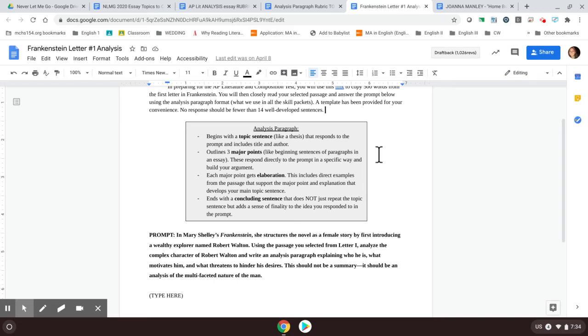The next thing that it does, if you think about your major points, kind of like topic sentences of your body paragraphs, you're going to have 3 points. You could also have 2. 3 is not a set in stone number. Definitely should have more than 1, though, that develop or respond to your prompt in a specific way and help to build the argument. Each of those points then gets elaboration. Elaboration is just a fancy word for you should have some quotes.